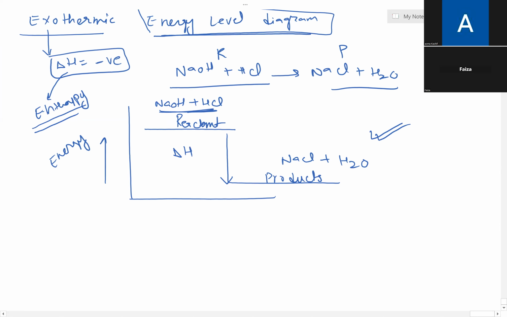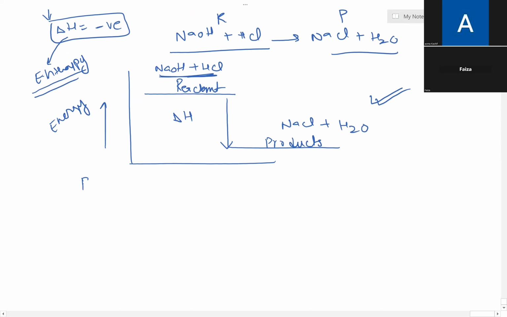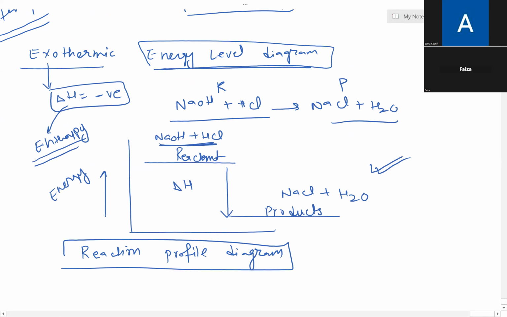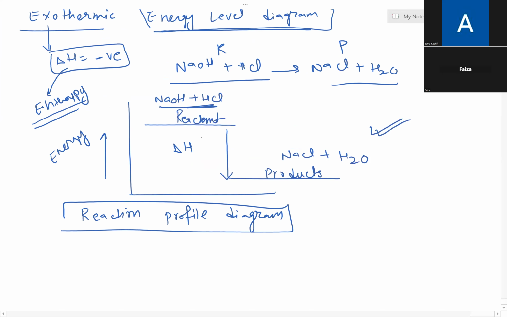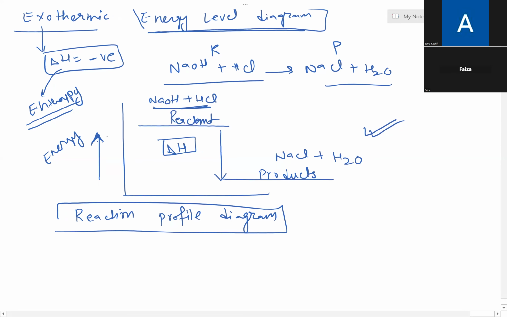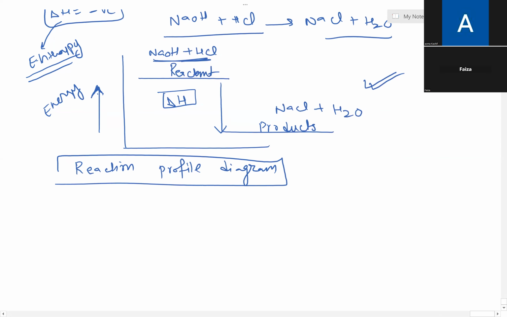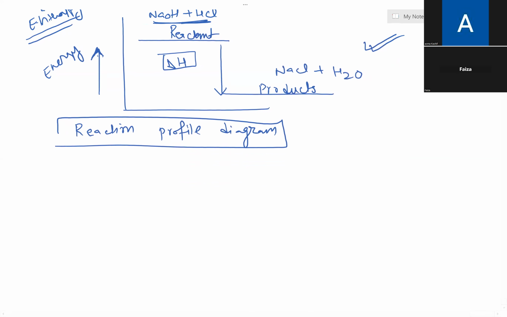Now, along with this, sometimes you are told to draw a reaction profile diagram. There is a big difference in both of them. Whenever you are asked for energy level diagram, you are just going to show this delta H, you are going to write reactant, and you are going to write product, that's all. You are going to write reaction, you are going to write energy over here, finished. But whenever you are asked to draw a reaction profile diagram, you have to show the three major points. One is your delta H should be shown. Along with this, you have to show activation energy also.